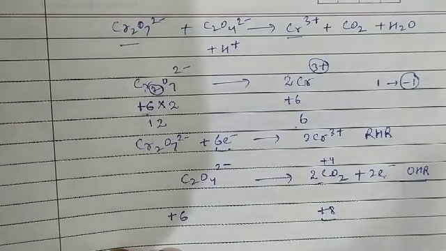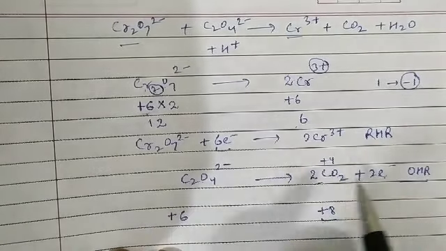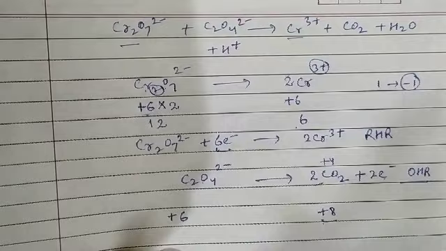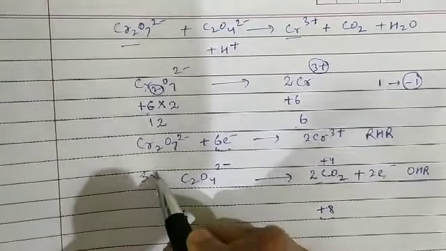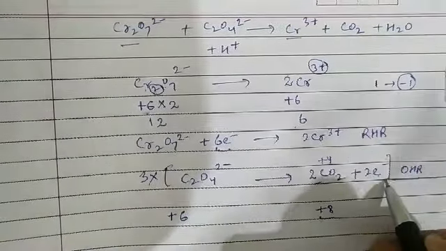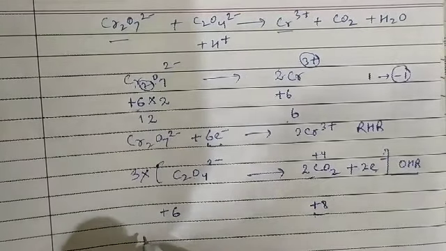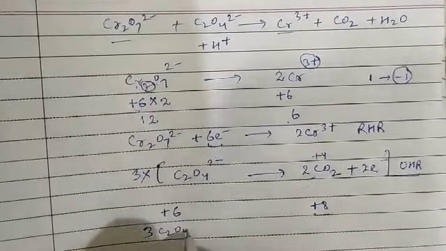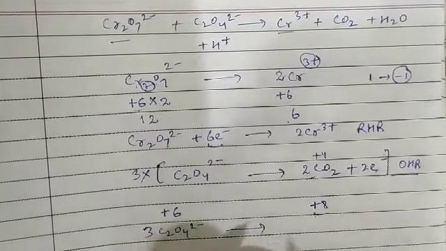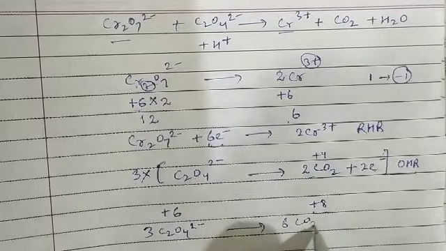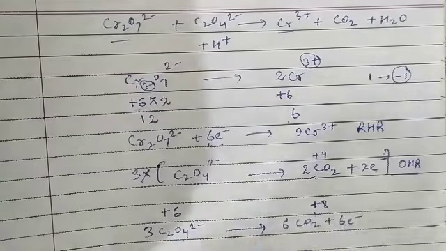Now add these 2 reactions. Before adding, make clear that electrons must be balanced. There are 6 electrons here while there are only 2 electrons there. So multiply this reaction by 3. When we multiply this reaction by 3, 3 C2O4 2- changes into 6 CO2 plus 6 electrons.